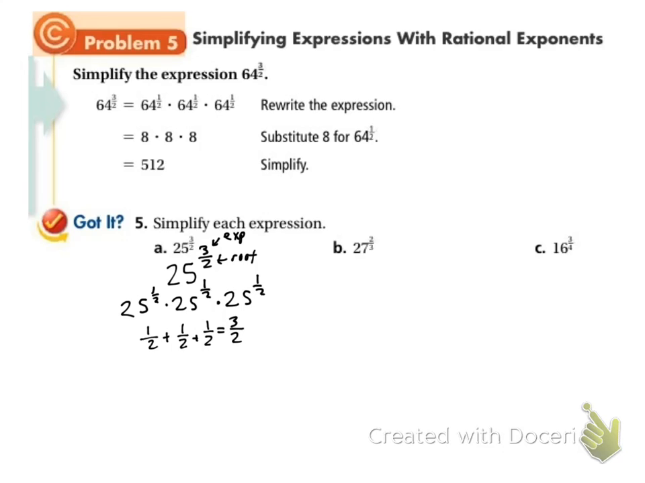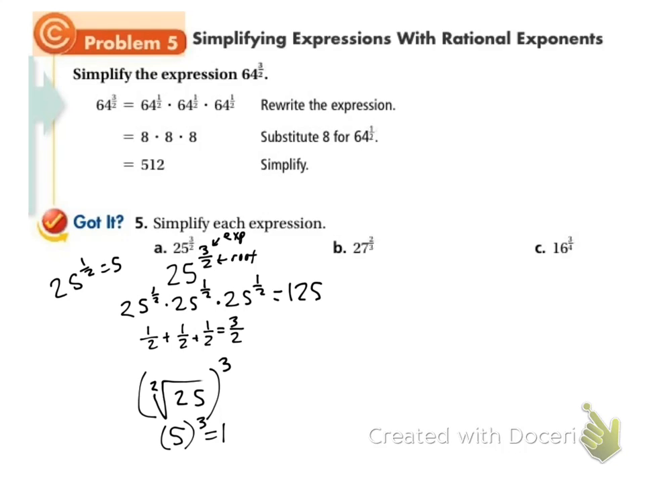If you thought about it this way, you'd say, okay, the number that multiplies twice and turns into 25, well, that's 5. So 25 to the 1/2 equals 5. So then right here, I've got 5 times 5 times 5. So this is going to equal 125. If you want to think of it with roots, this is the square root of 25, and then you need to take that to the 3rd power. So the square root of 25, well, that's 5. So this is 5 to the 3rd, which is 125.